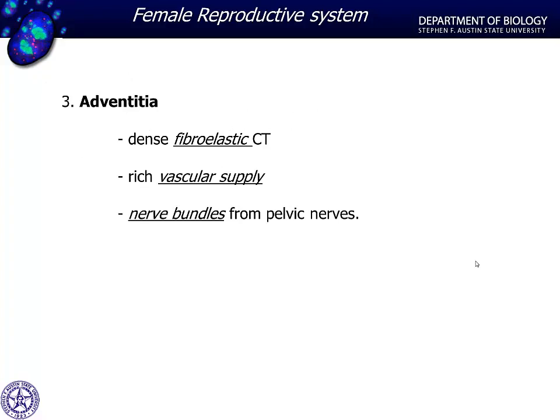Lastly, we have our dense fibroelastic connective tissue. This is going to be our adventitia. Certainly, this is where we have a number of nerve endings coming from the pelvic nerves that innervate the tissue of the adventitia here.